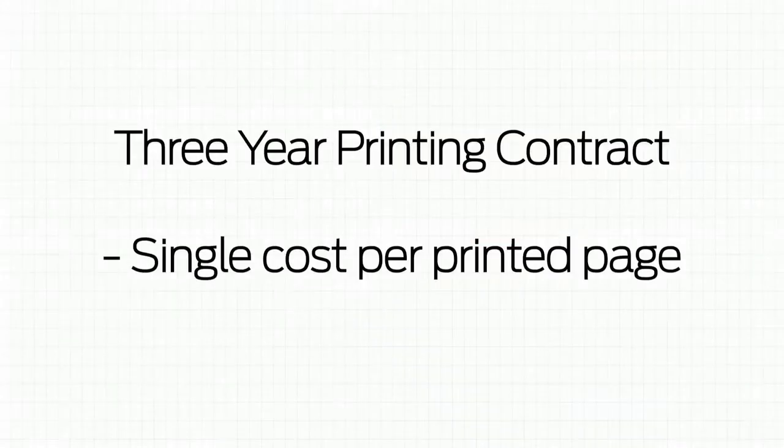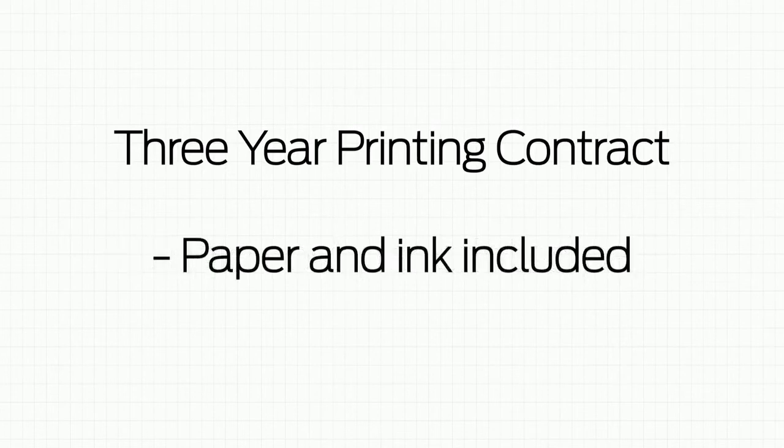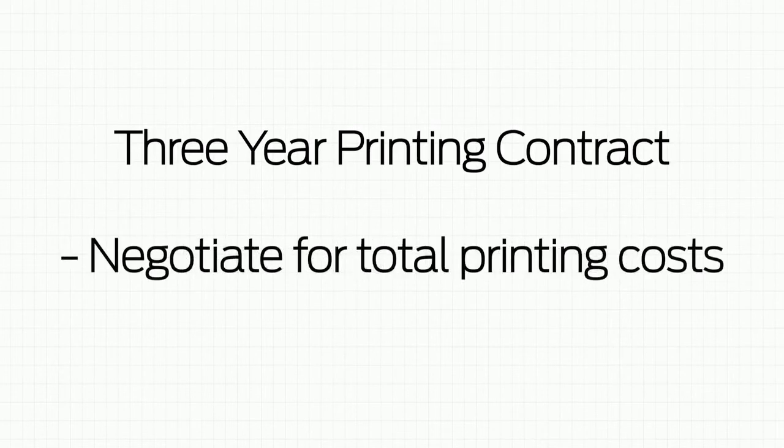Two other points about cutting your printing costs. One is to look at bundling the cost of your printer, the ink, the paper, and routine maintenance into a 3-year contract with a printer company. The advantage here is that you get a single cost per printed page or cost per print, and you don't have to worry about buying your paper and ink separately. It also means you can negotiate for your total printing costs at a fixed, lower price.